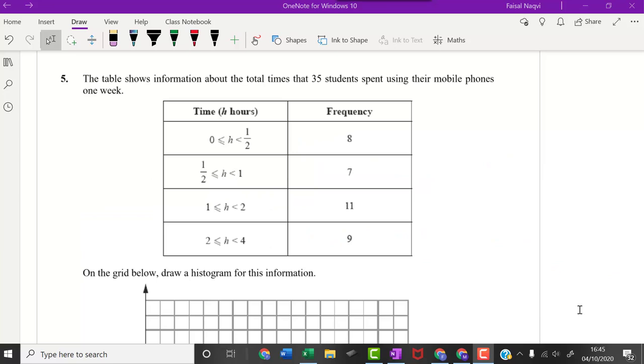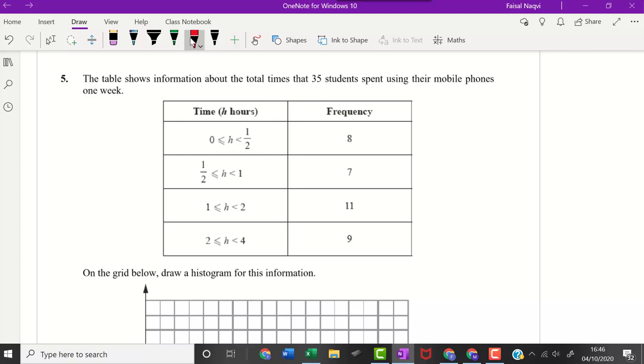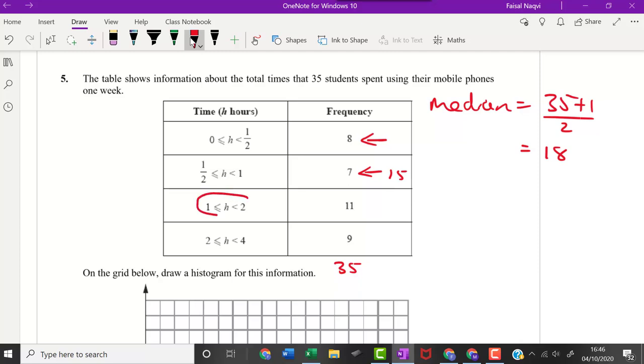Here's a question for you to try to find the median by interpolation. Press pause and we'll run through it in a few seconds. If I add up all the frequency of students, I get 35 students. To find the median, I add 1 and divide by 2. So my median is at my 18th student. In the first class width, I have 8 students, so it's not there. In the second one, I have another 7 students. That totals 15 students, so it's not in there either. My 18th student comes into my third class width between 1 to 2 hours.